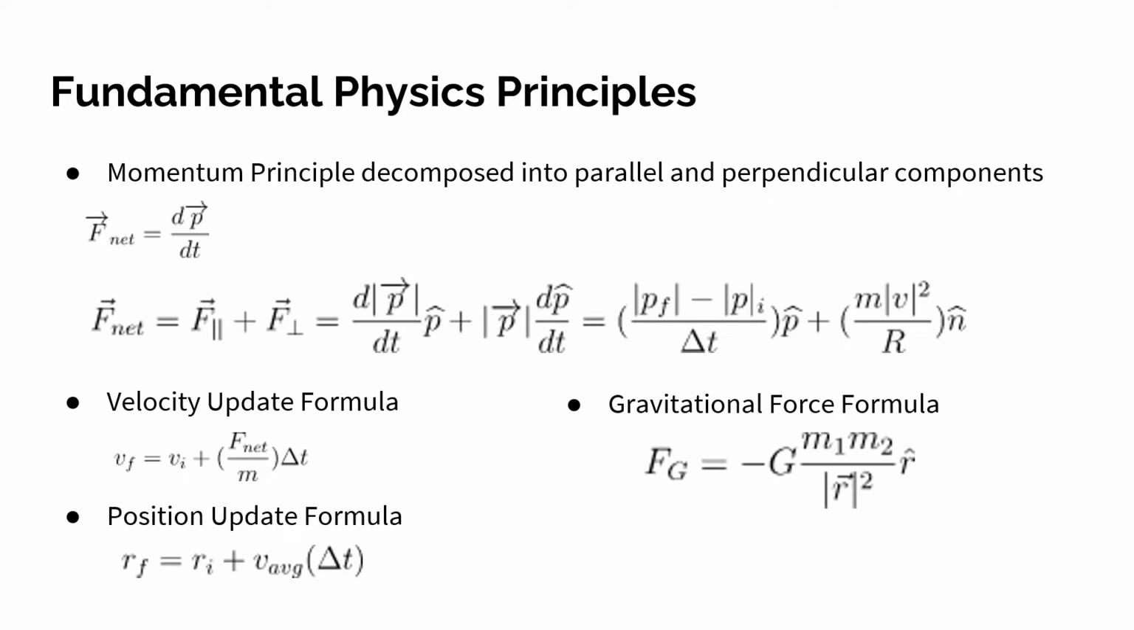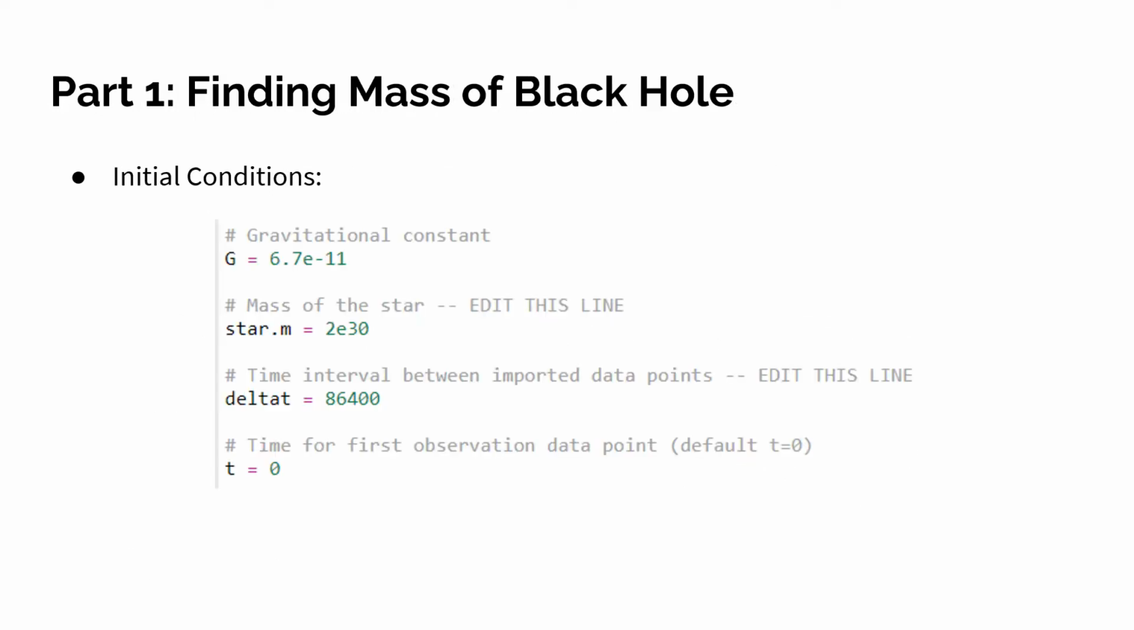First, the momentum principle decomposed into parallel and perpendicular components. As you can see, the parallel component of force is dp/dt pointed in the direction of the momentum of the object, and the perpendicular component of force is the magnitude of the momentum times the derivative of p hat, the unit vector of momentum. And we also have the velocity update formula and position update formula derived from the momentum principle, as well as the gravitational force formula.